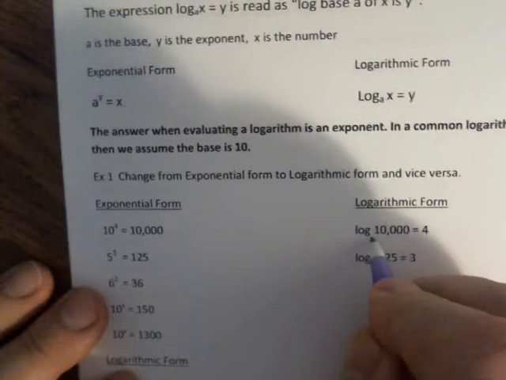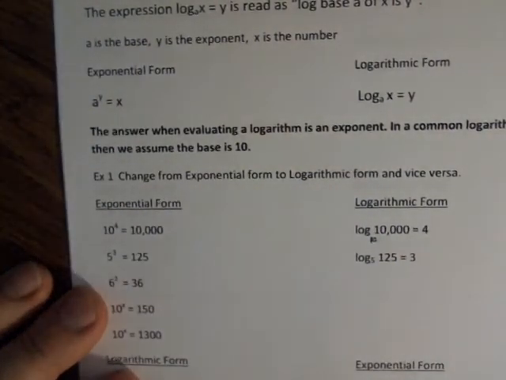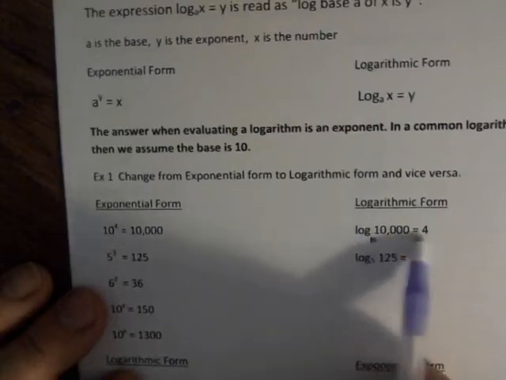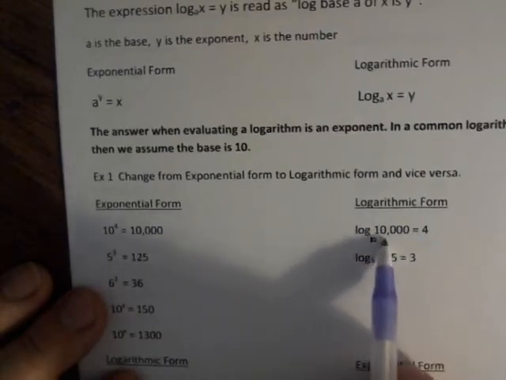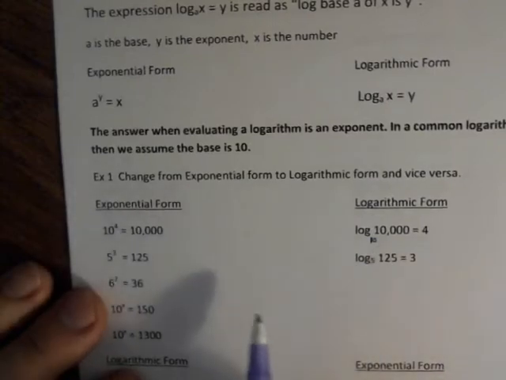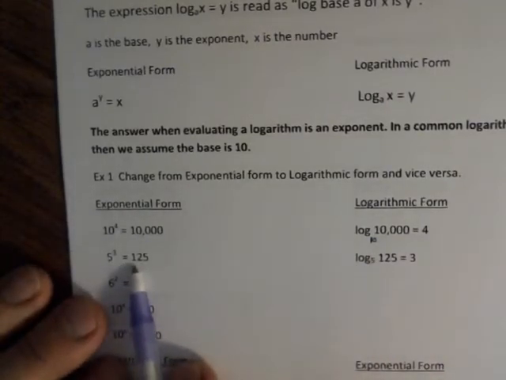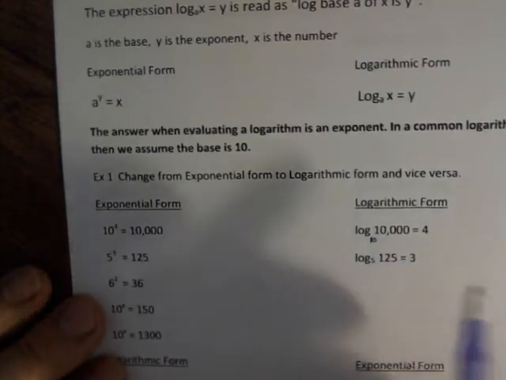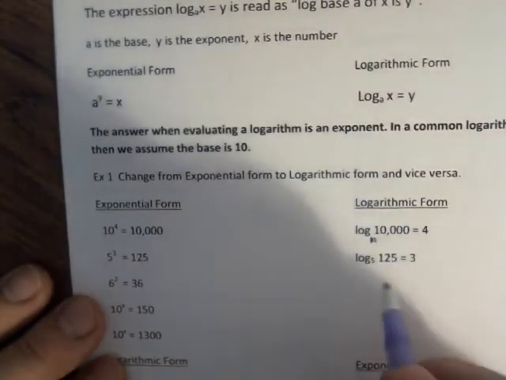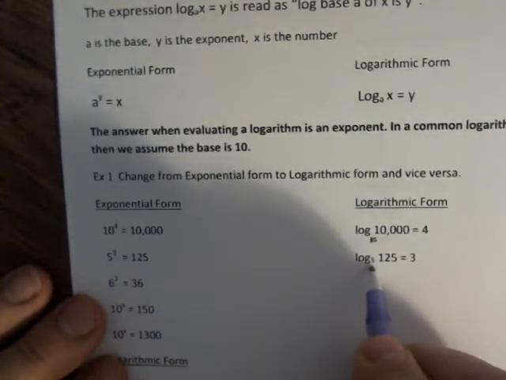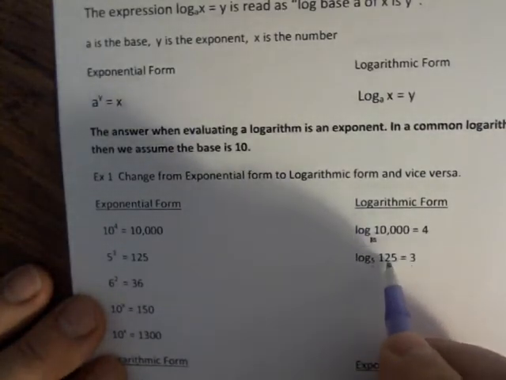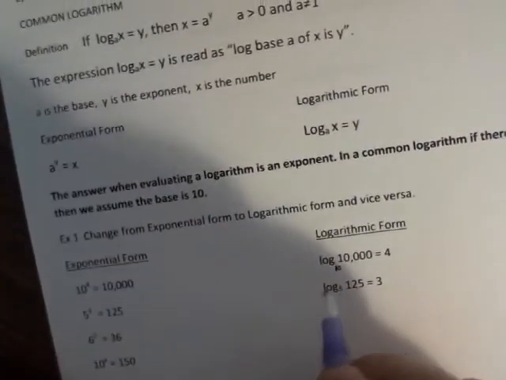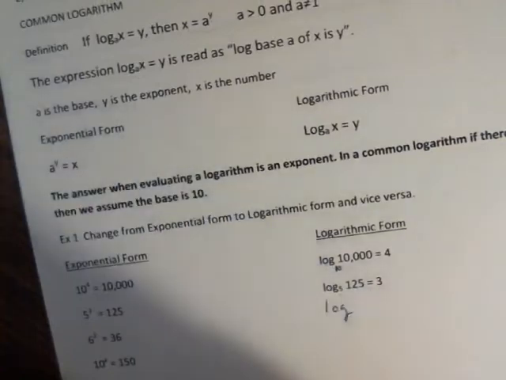So we don't write the 10 in here, but if you want to, go ahead. Okay, it might make you feel better. But see how that is below the line here? This is not 10 to the 10,000 power. All right, next one. If 5 cubed is 125, then log base 5 of 125 is 3. Always remember, this is your base. This is your exponent. This is the number. Base, exponent, number.